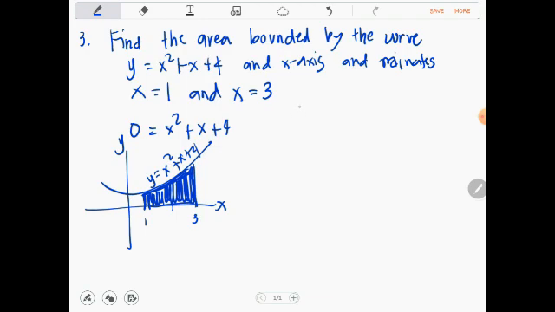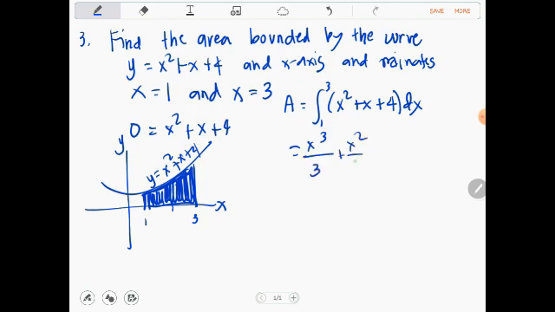So, using our formula, we have the area is equals to the integral of the given function, which is quantity x squared plus x plus 4 close quantity dx. Then, our lower limit na 1 up to the upper limit na 3. Okay? Then, let us do the manual computation. This will give us x cubed over 3 plus x squared over 2 plus 4x. Okay? Then, lagay ulit natin yung lower limit na 1 up to the upper limit na 3.